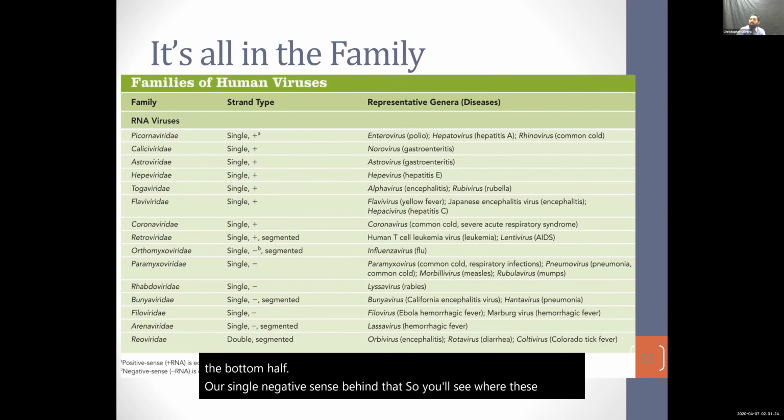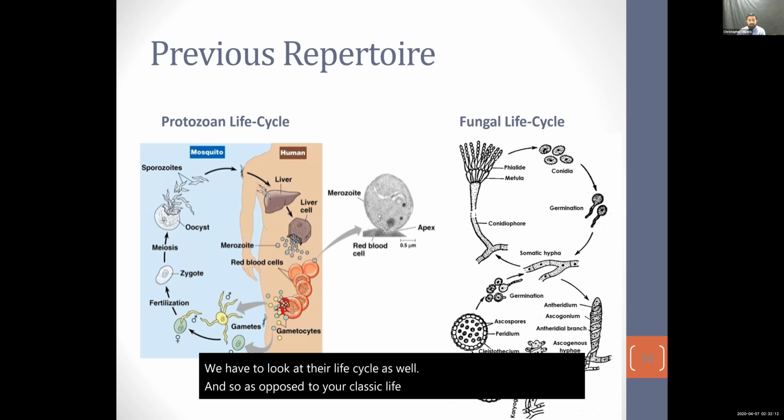So in the past, we were looking at things like protists and worms and how they're actually going through the life cycle of entering the host and crawling through the skin, entering the lungs or something like that, and then laying eggs in and out of you and having fun. We have to look at their life cycle as well. And as opposed to your classic life cycle that involves a host, well, viruses involve the host too, but they do it slightly different. What you're seeing here are examples of what we looked at in terms of our protists and our shrooms.